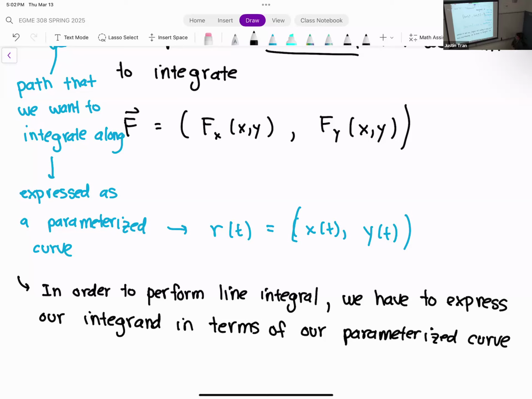And so to do so is actually very easy. Basically, our parameterized curve has an X and Y component, right? So all we have to do is that whenever we see X and Y or Z in our vector field, we just plug in that component of the path, right? And so for X here, we have that. And Y here, we're going to plug in there. X, we're going to plug in there. And Y, we're going to plug in right there.